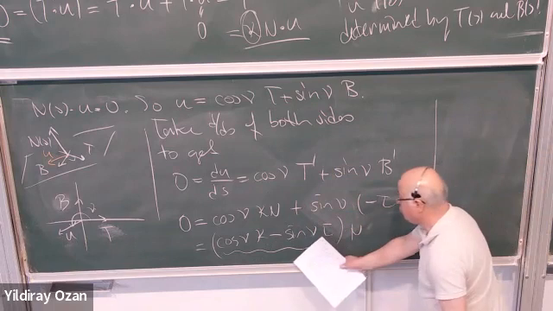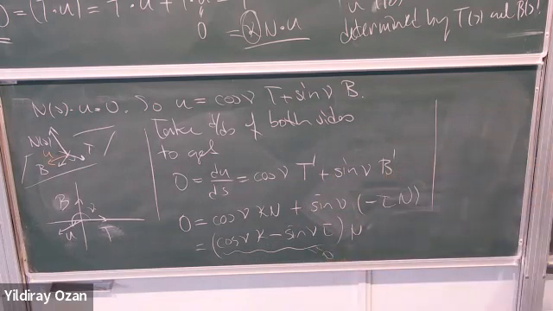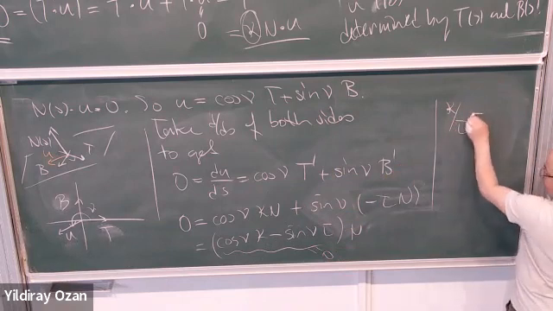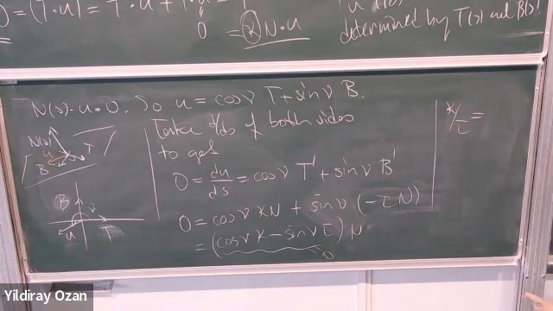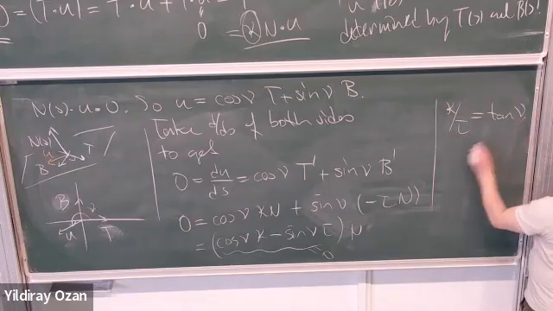Okay, this coefficient is 0. This means kappa over tau is just tangent V. So, in particular, this is a constant.